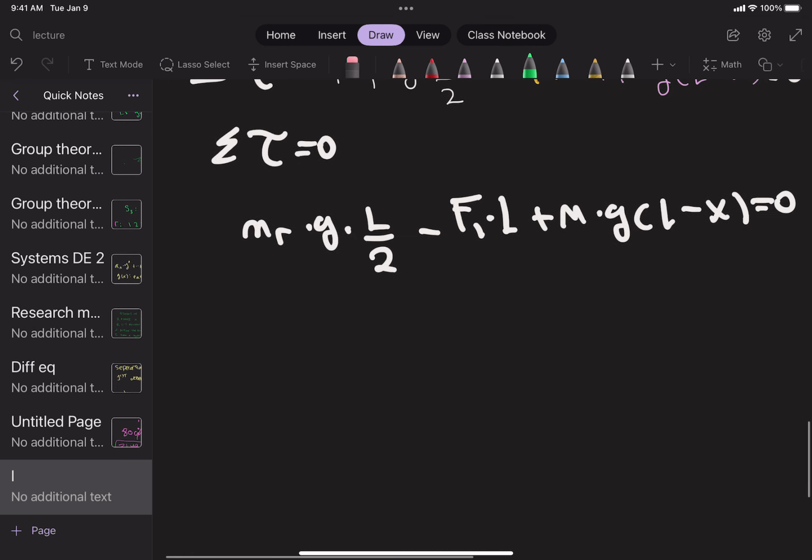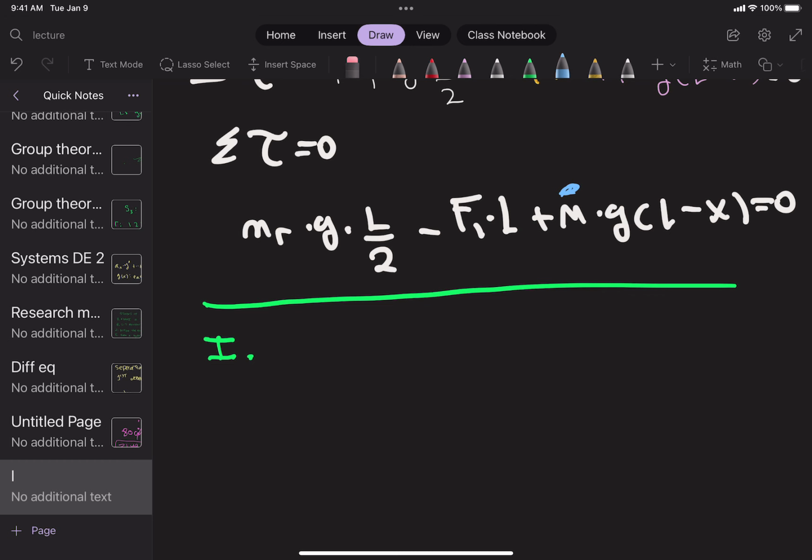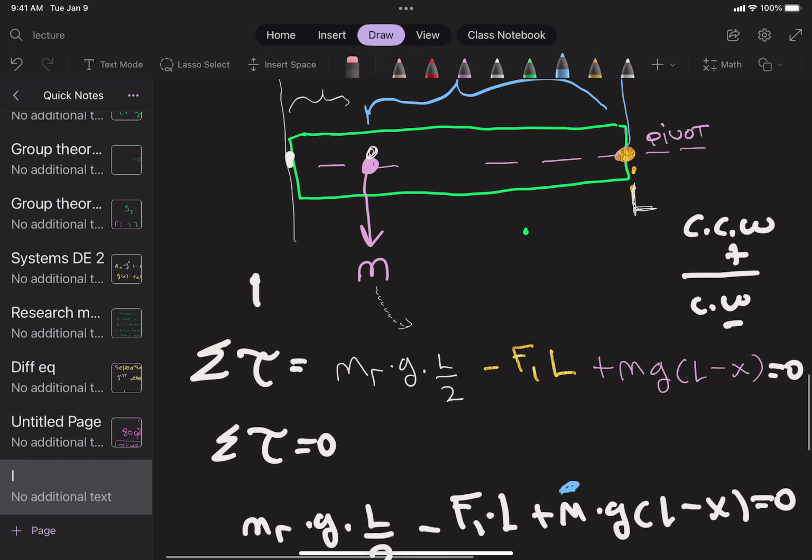So for part one of today's experiment, what we're going to do, if you notice here, there's two things that we're going to vary in this equation. We can vary the hanging mass. Well, let's go back to this picture here. What you're going to do in today's experiment is this.